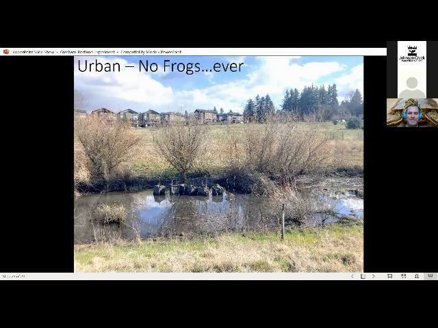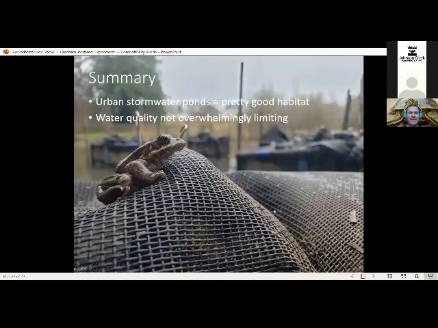But ponds are variable. Some are bad, some are great. That's kind of the lesson learned. And so the story ended with this: these urban stormwater ponds are pretty good little urban habitat for things like amphibians. Water quality is definitely impaired, but it doesn't seem to be overwhelmingly limiting for the success of these little amphibians to deal with life in the city. And with that, I'll end it.